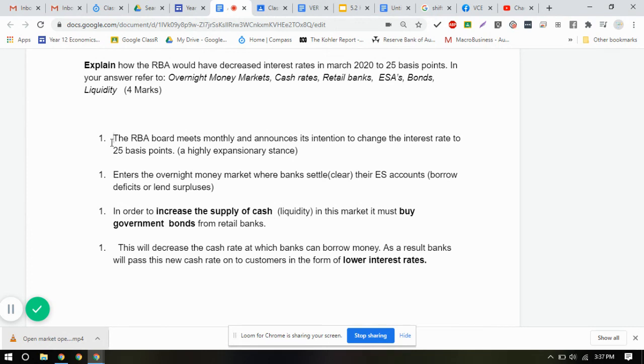So one mark for the meeting, one for some mention of ESAs, one for a mention of how it increases the supply of cash, which is via purchasing of bonds. And the most important part in my mind is that you then need to explain how this gets passed on to consumers who borrow money from the banks like the Commonwealth Bank. All right, so pretty straightforward there.